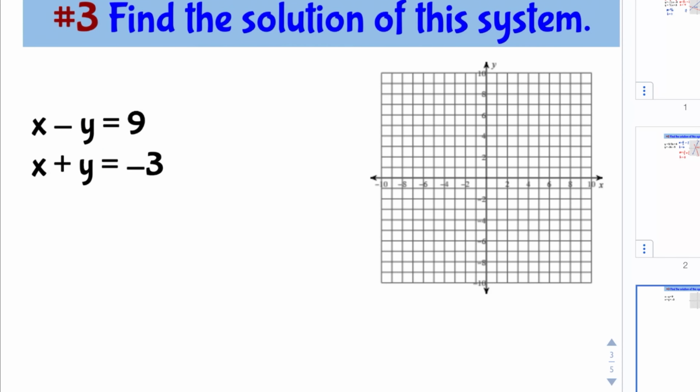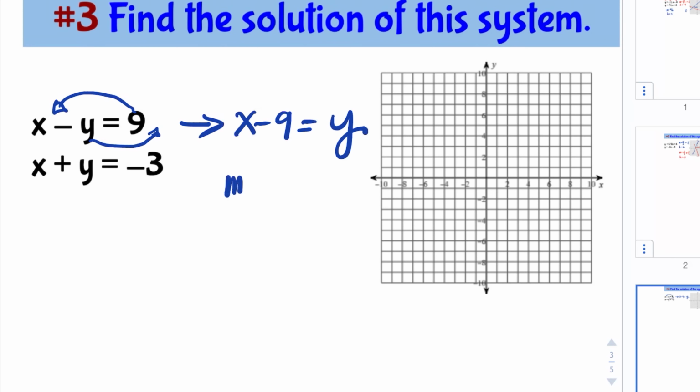For question number 3, we have x minus y equals 9 and x plus y is equal to negative 3. So if we're going to change this into y equals mx plus b form, this becomes x minus 9 is equal to y. So I simply move 9 to the left, that's why it becomes minus 9. And I move negative y to the right, and that becomes now positive y. So in this case, our slope is 1 or 1 over 1, and the y-intercept is negative 9.